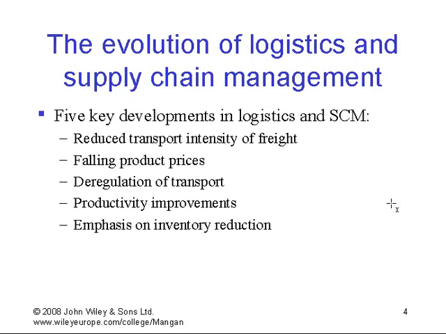The evolution of logistics and supply chain management. There are 5 key developments and why this has happened with logistics and SCM. Reduced transport intensity of freight. There's been falling product prices, deregulation of transport, productivity improvements, and emphasis on inventory reduction.